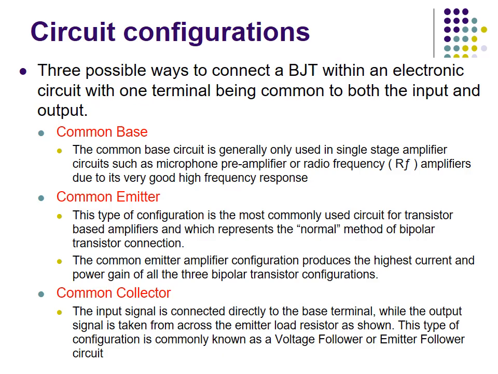There are three possible ways to connect a BJT in a circuit in which one terminal is common to both input and output. We have common base, common emitter, and common collector. Among the three, common emitter is the most common configuration. We will talk further about common base and common emitter from now.